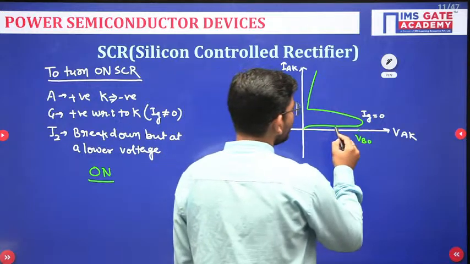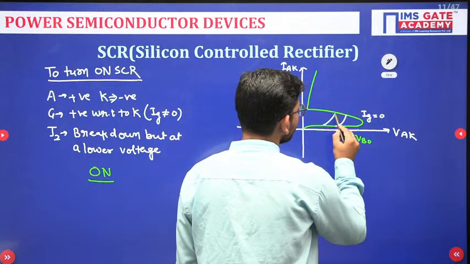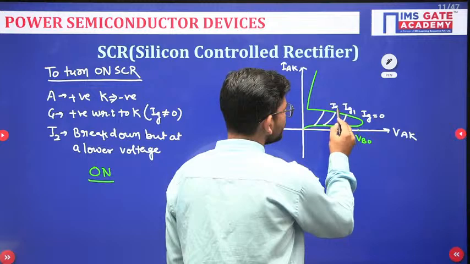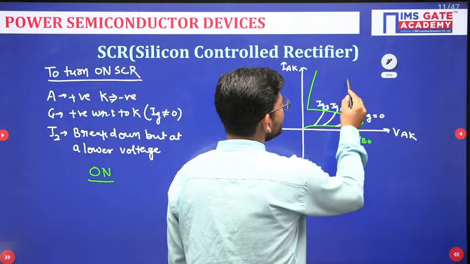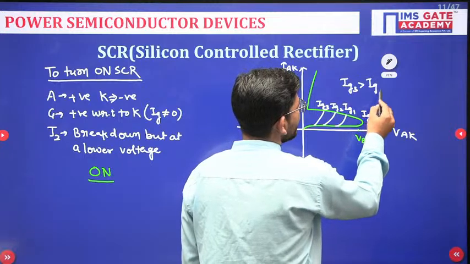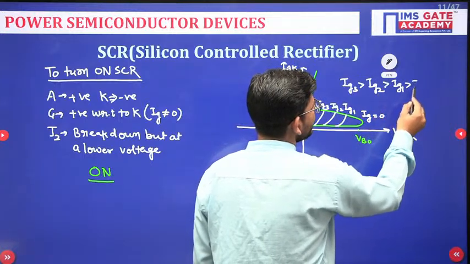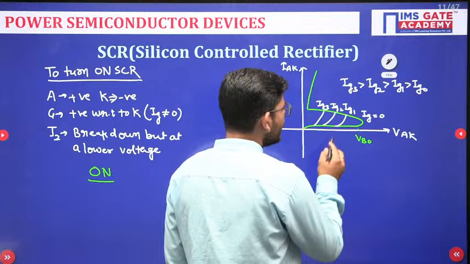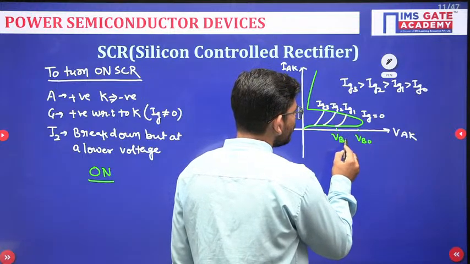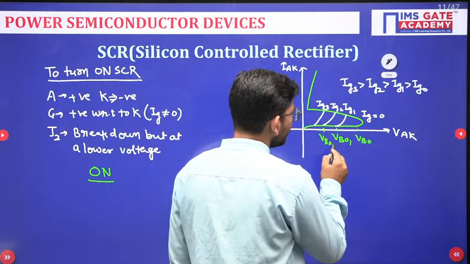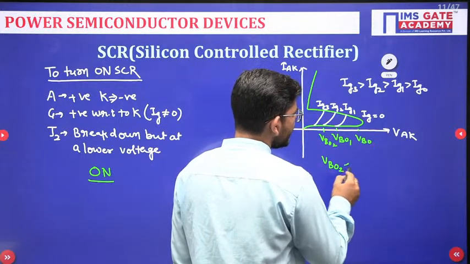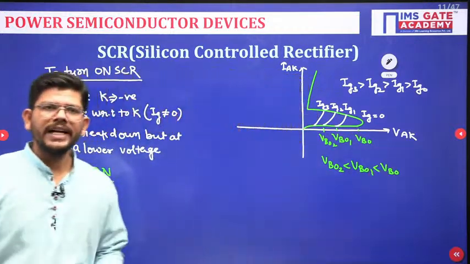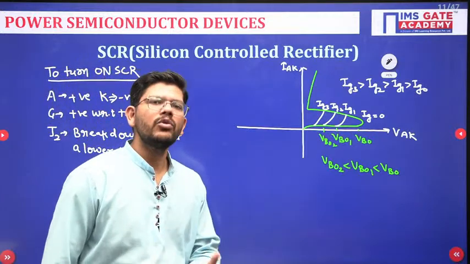But right now you are applying some gate signals. Just see, as the gate current increases, let me call this IG1, this IG2, and this IG3. So IG3 is greater than IG2, which is greater than IG1, which is obviously greater than IG0. As you increase the gate current magnitude, the breakdown happens, but now it happens at a lower voltage. You can see VBO2 is less than VBO1, which is less than VBO0. So you are making the junction J2 break down, but at a lower voltage.